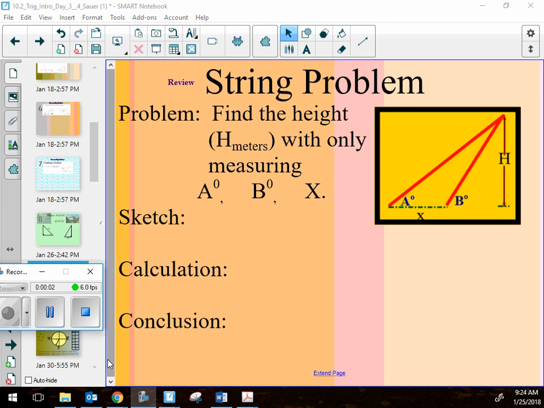Okay, today is 10.2, and it's our third day of trig, if you count that first day, which was super easy. So anyway, we are into the string problem now. In the classroom, you can't see this on the board, but we have a setup where we've got Spider-Man and Spider-Man's clone.